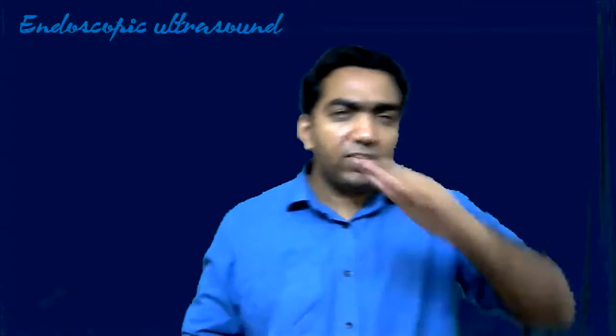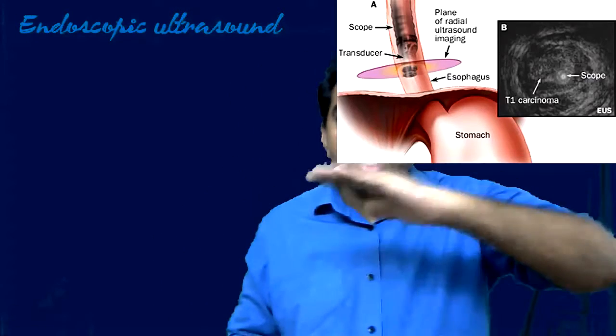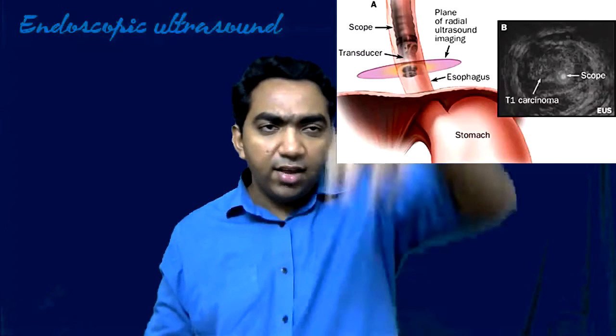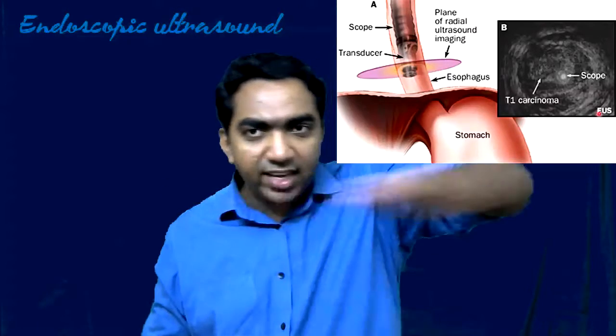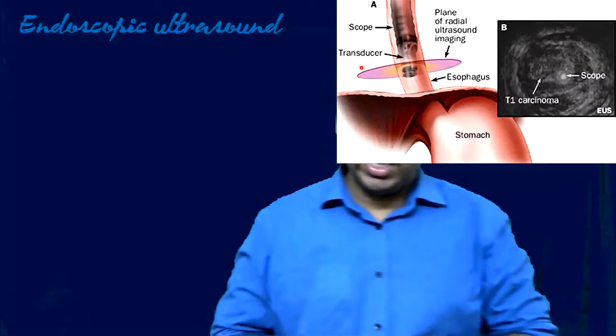What happens in endoscopic ultrasound? In endoscopic ultrasound, we are seeing a cross section of the esophagus. Suppose this is the esophagus. If we keep the ultrasound probe there, we are seeing a cross section of the esophagus as we see in the picture.